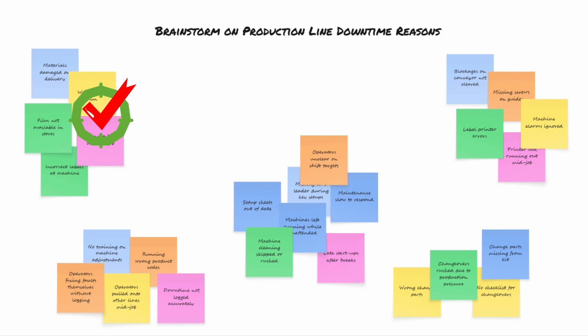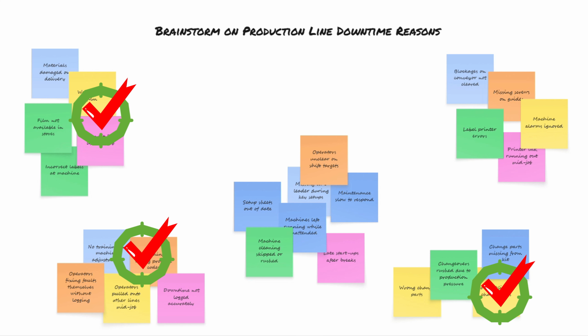Here, all the material and film issues. So we've got waiting for film, film not available, incorrect film, materials damaged. We can see a clear theme in this spot. Then I can see operator related issues. So operators pulled away, operators unclear on shift targets, no training, operators fixing faults without logging. We can see here a big group around changeover problems. So wrong change parts, missing, no checklist, setup sheets out of date.